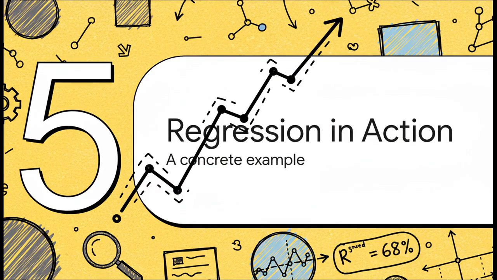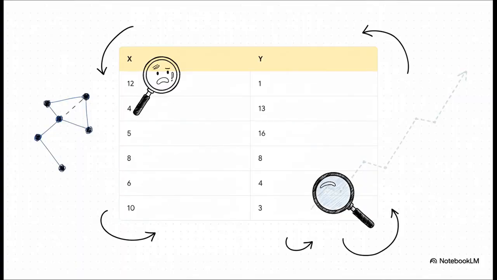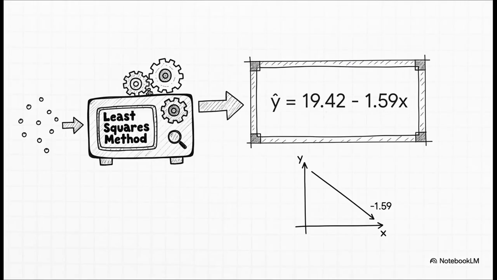All right, theory is great and all, but let's make this totally real. Let's take the exact data that gave us that 68% R squared and see the final result with our own eyes. Here are the raw numbers. We've got 6 pairs of x and y values. Just looking at it, the relationship isn't obvious at all, is it? It kind of looks like a jumbled mess. But the math can see the pattern hidden inside. And boom, here's what we get.